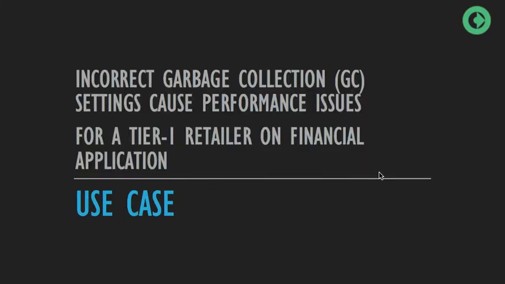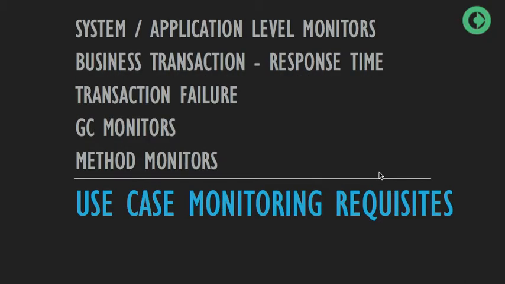So let's see a real-life use case from a tier 1 retailer which had performance issues on a financial application. And these issues were primarily because of incorrect garbage collection settings. What we did here was we enabled certain monitors, system as well as application level monitors. The idea was to reproduce the performance issues that were observed in the production environment.